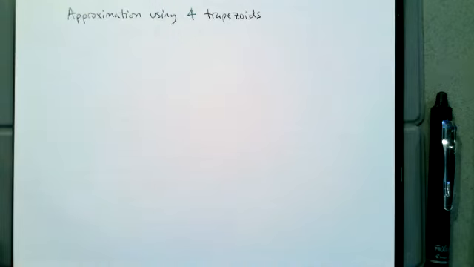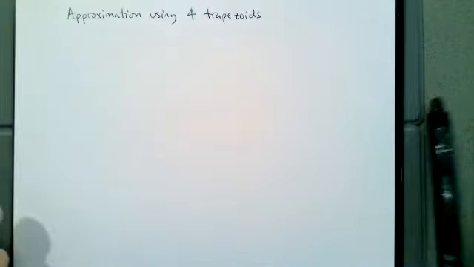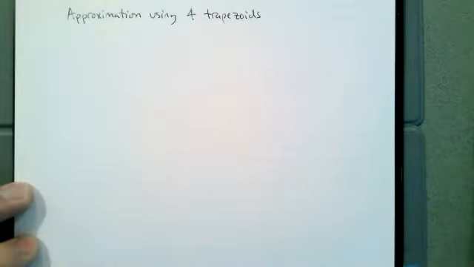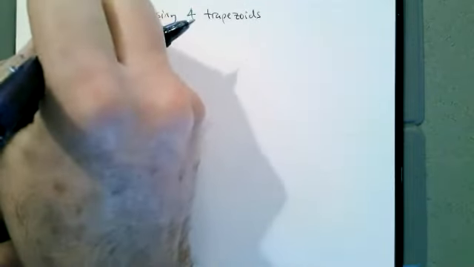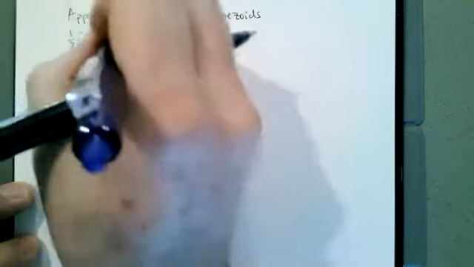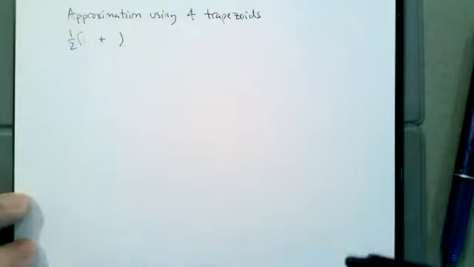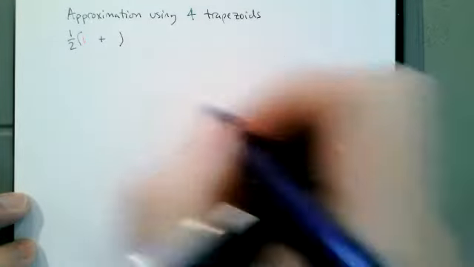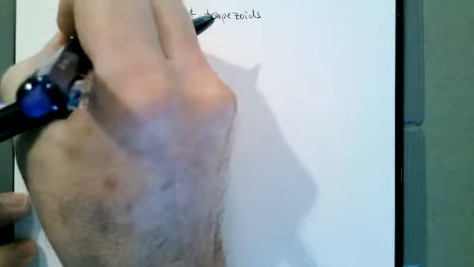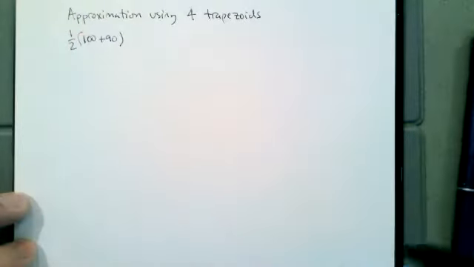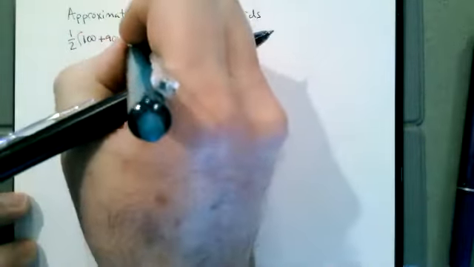To do this, we do the average of the 2 bases. So that first rectangle had a 100 and a 90. So I want to find the average of those. So I find the average of the 100 and the 90. And I multiply that by the height, which is still 4.